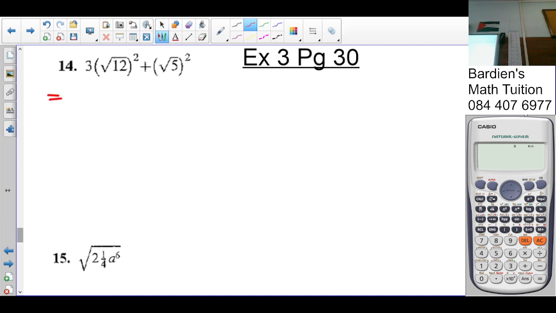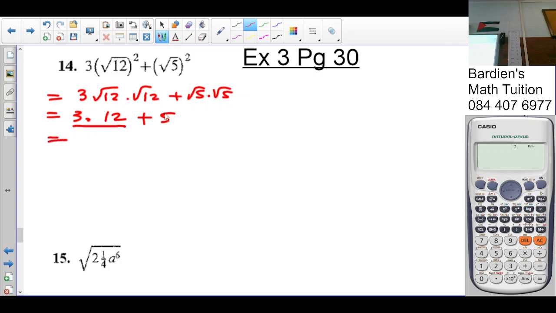What does that square mean? Write it out first. So it's 3 root 12 times root 12 plus root 5 times root 5. So it's going to be 3 times. What's root 12 times root 12? 12. What's the root of 5 times the root of 5? 5. So 12 times 3 times 12 is 36 plus 5 is? Okay.